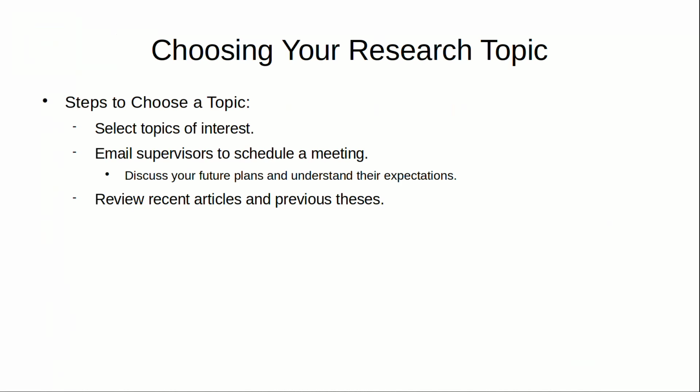You got it. The next step is to actually reach out to potential supervisors and schedule a meeting. This isn't just a formality. It's about starting a conversation, discussing your ideas, understanding their expectations. It's about finding the right mentor who can guide you through this whole thing. Absolutely. And of course, do your homework. The guide emphasizes reviewing recent articles in your areas of interest and also looking at previous master's theses. It's about understanding what's already been done, seeing where the gaps are, and identifying potential new directions. Sounds like a lot of reading.